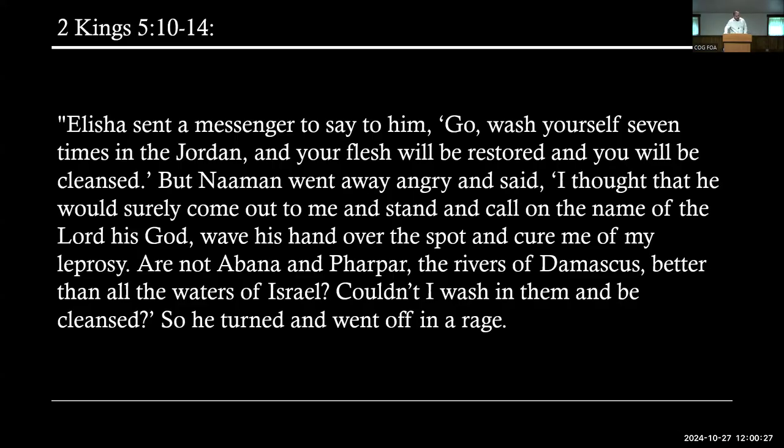Here's an example of what I'm talking about. 2 Kings chapter 5, verses 10 through 14, and this whole chapter is actually pretty awesome. Elisha sent a messenger to him saying, and kind of a precursor here, this man Naaman was a leper. He was very ill. He had a skin disease. And Naaman had asked Elisha, hey, is there any way that I can get this taken care of? Is there any way that God will relieve me of this ailment? And Elisha responded and said to him, go wash yourself 7 times in the Jordan, and your flesh will be restored, and you will be cleansed.